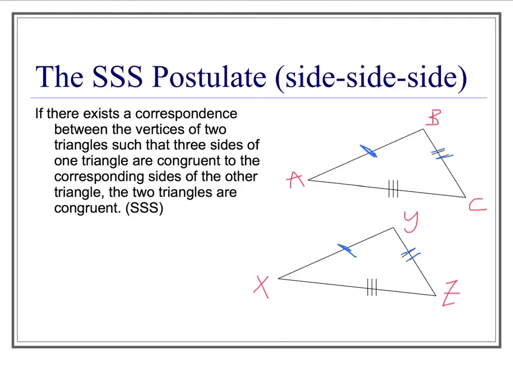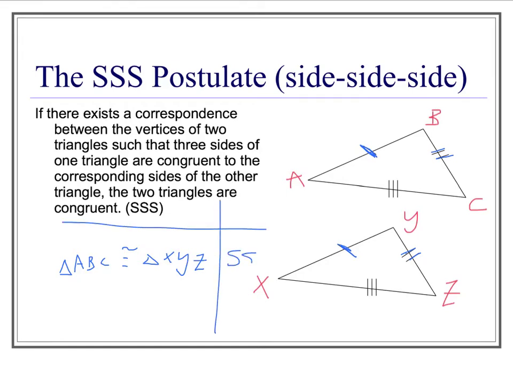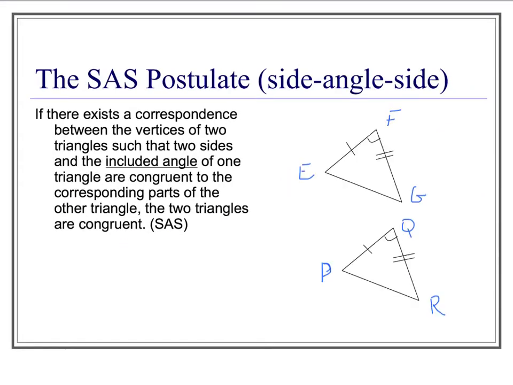If we ever have this correspondence of three sides of one triangle being congruent to the three sides of a second triangle, we can say that triangle ABC is congruent to triangle XYZ. And if we were to write this in our proof, our reasoning would simply be SSS, the side, side, side postulate.